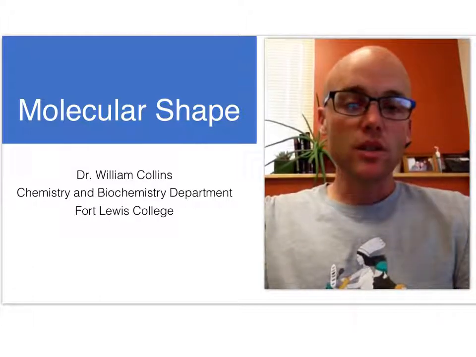Hi and welcome back. So up to this point, we've identified what a covalent bond is and how to make these covalent bonds from Lewis dot structures. Today we're going to be looking at the actual three-dimensional shape that these particular covalent structures take, and how to predict the shape simply based on the molecular structure.